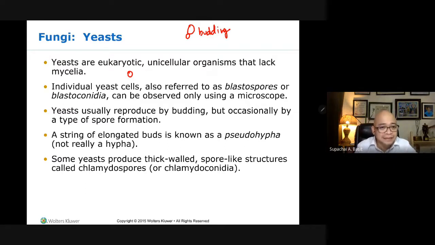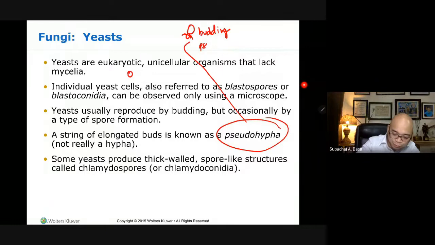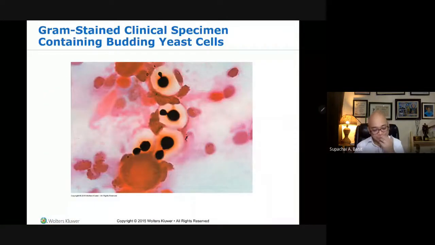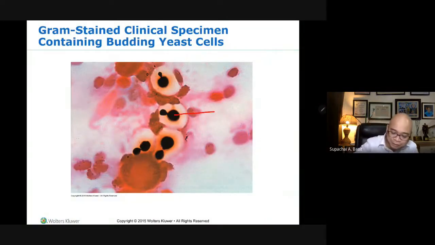Okay? And a string of elongated buds is known as pseudohyphae. So some yeasts are capable of producing pseudohyphae when there are strings that elongate from the buds. So some yeasts produce thick walled spore-like structures called chlamydospores or chlamydoconidia. So this is an example of a yeast. So this is the mother cell. The mother cell buds into a daughter cell.